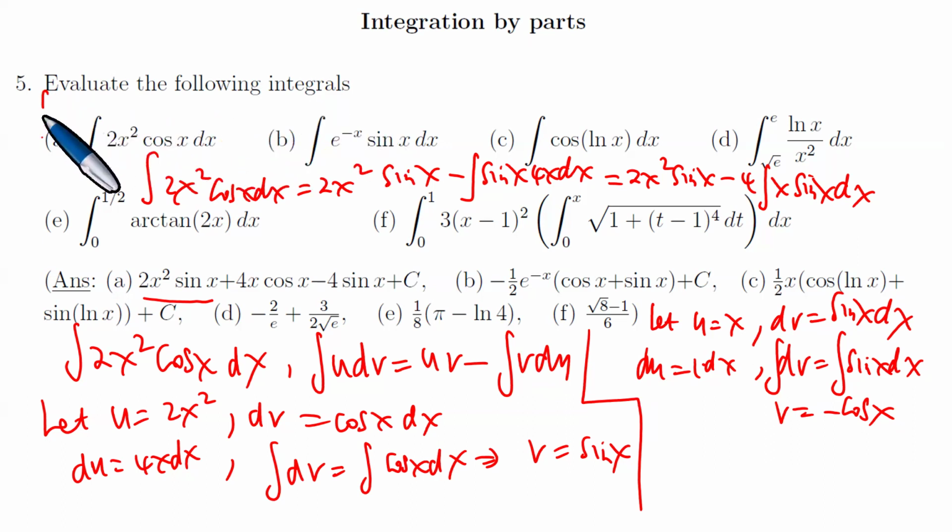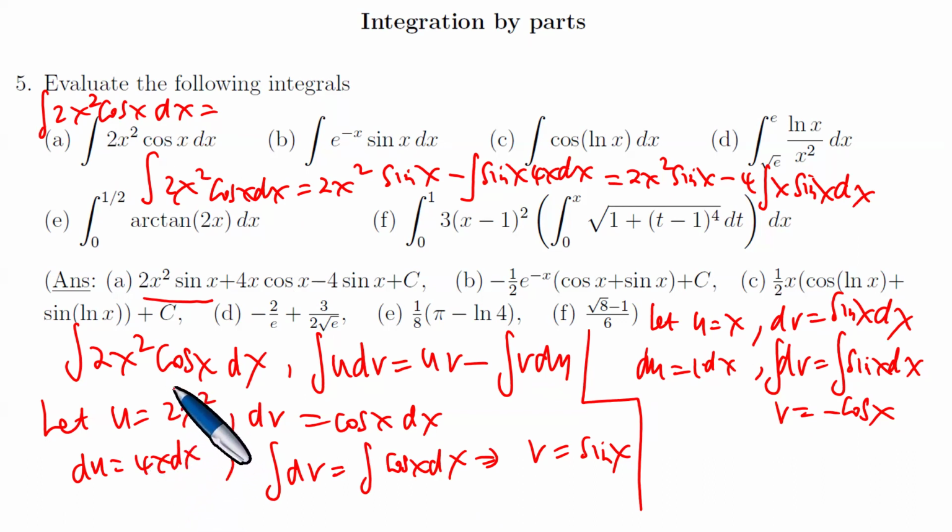We're done. Yes, may I ask? If I want to, how do I know which one to make u and which one to make dv? Good, that's a good question. Which one to choose? Because a student can make a mistake here.